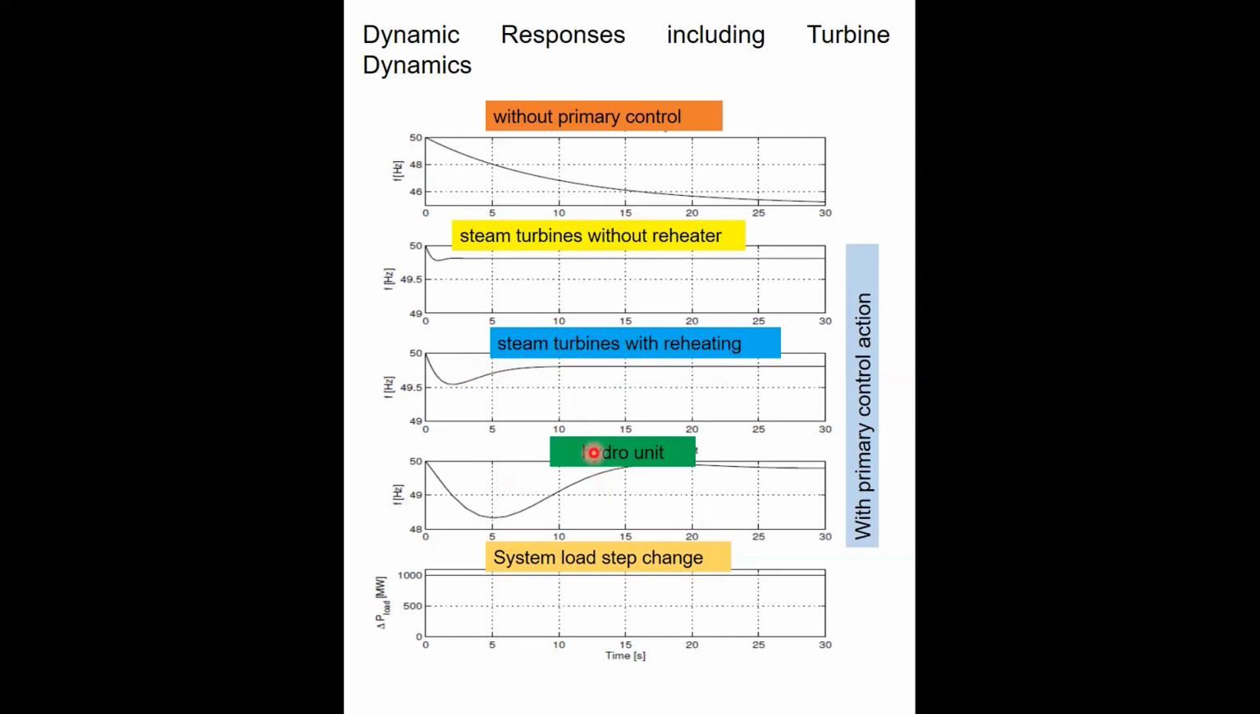Next, for the hydro turbine, you have a little bit more dip in the frequency and then it settles down to the final value here. But here it is along a 48 hertz scale. So this is the steady state frequency deviation value here.